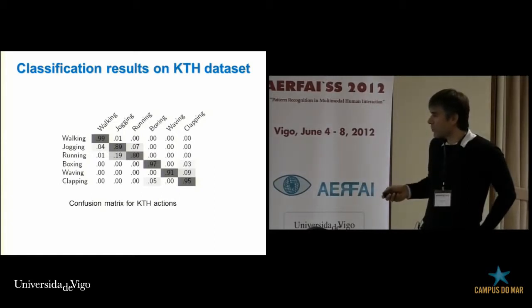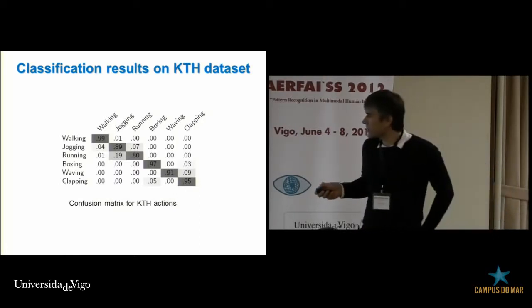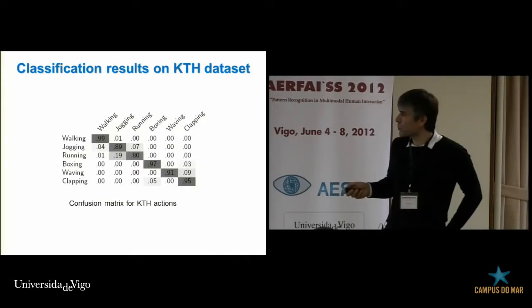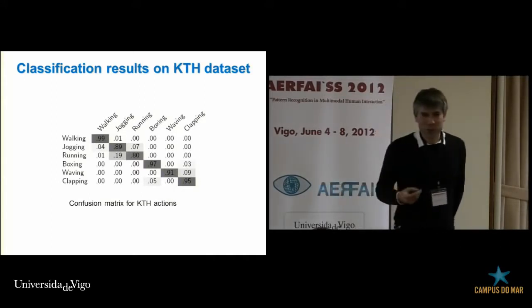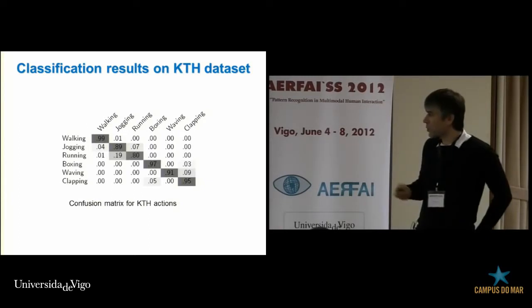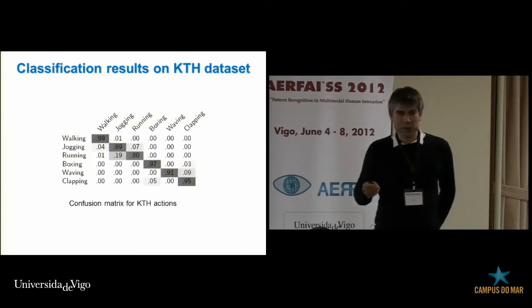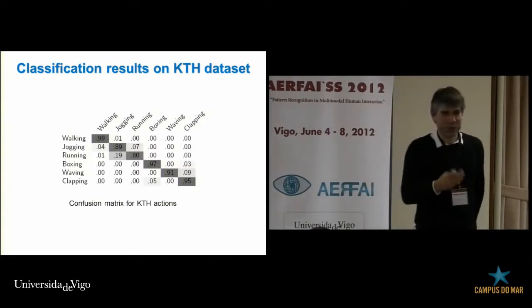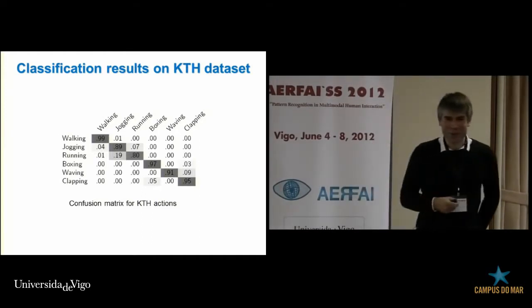So the main confusion is here, between running and jogging, and there is an explanation for this confusion. It's maybe not so much due to the method, but to the data, because when we collected this data set, we didn't label it, we asked people to run and to jog, and the people were students, and some were more motivated, some were not so motivated.